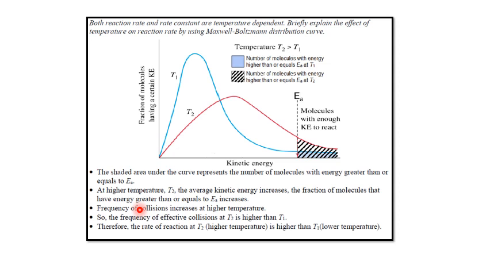After that, we need to explain that the frequency of collision increases at higher temperature, T2. So it will make the frequency of effective collision at T2 higher than T1. So this will make the rate of reaction at T2 higher than T1, which is lower temperature. So I repeat again, the four main points. The first one is talking about the average kinetic energy. Then what happened to the frequency of collision? Next, what is the frequency of effective collision? And the last point is the rate of reaction increases.